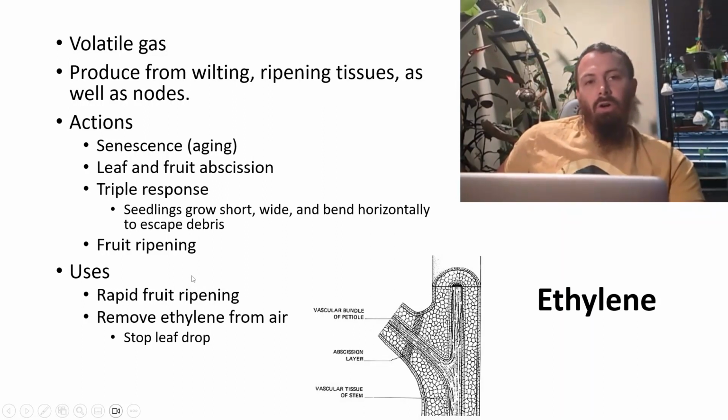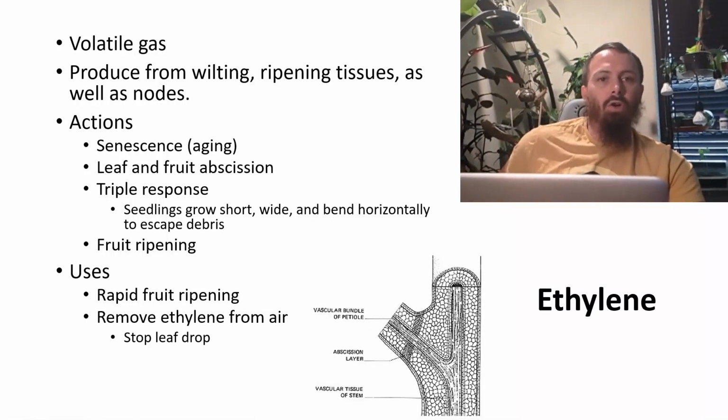Now, if you do want to artificially ripen a fruit, adding ethylene would do that. And so ethylene is often added to ripen fruit artificially. But then also in fruit storage containers, you don't want ethylene around if you don't want your fruit to ripen. And so you often need to remove ethylene from the air in order to stop that from occurring.